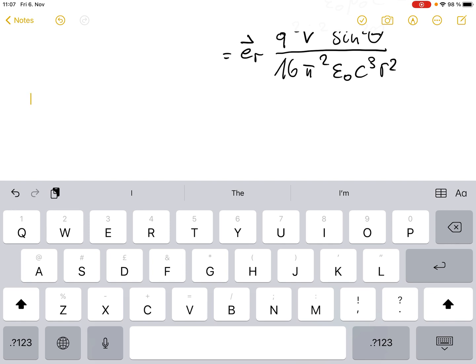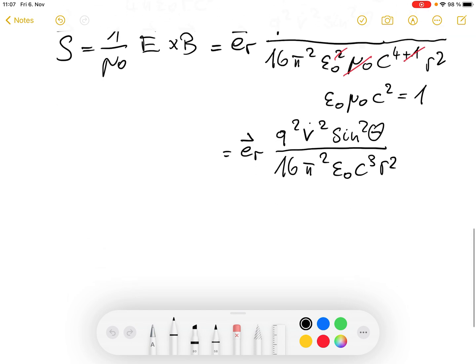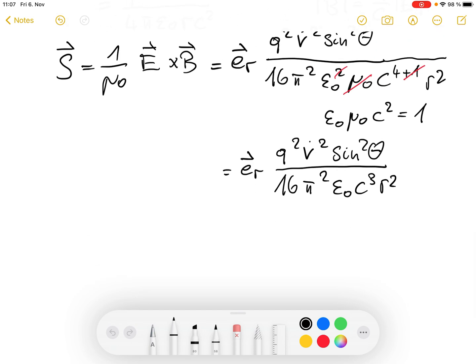What we're doing next is we integrate the Poynting vector over a surface area to compute the total dissipated energy. That's straightforward to do. We write for the dissipated power P of our accelerated charge, d omega times S in the radial unit vector.